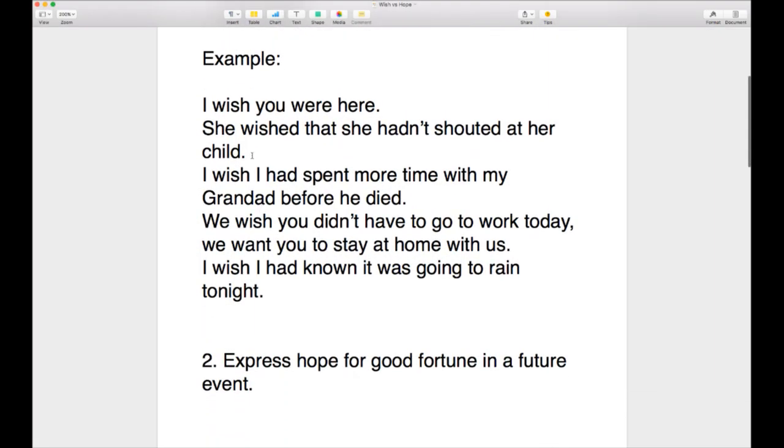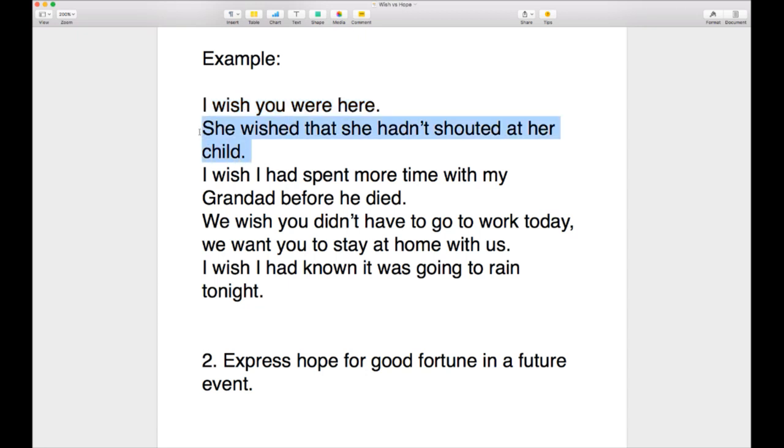So we have, I wish you were here. There's something we say often. If a loved one is abroad and we miss them, we might say, oh, I wish you were here. Or if we are on an adventure somewhere, we're seeing some wonderful things, we might say to our loved ones back home, I wish you were here.